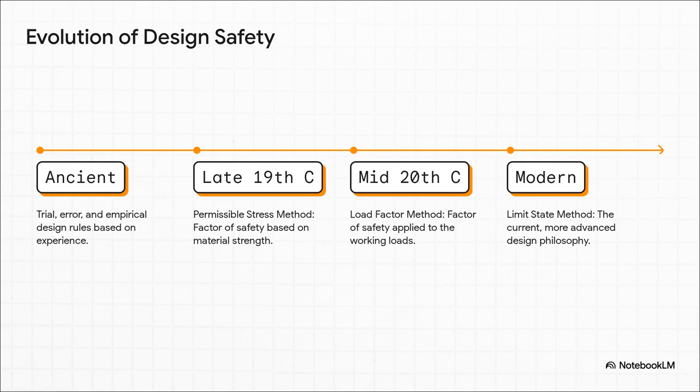But then, in the late 19th century, things started to get more scientific. We got the permissible stress method, which was all about the strength of the materials themselves, a big step up. Then, mid-20th century, the focus shifted a bit with the load factor method. Now, it was more about the loads pushing and pulling on the structure. Each of these was an improvement for sure, but they both had their own limitations. And that's what paved the way for our modern, much more nuanced approach, the limit state method.